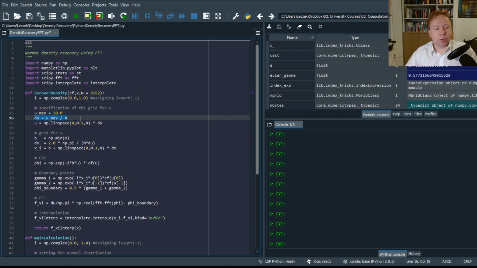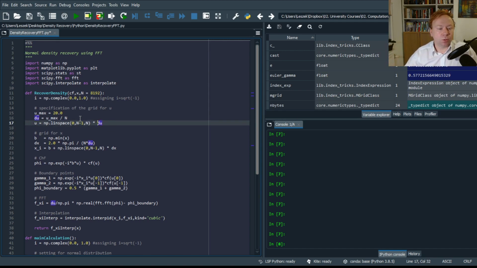So this is delta U that we have seen in the lecture notes. Then we have U max divided by n. So this is the maximum divided by the number of points. And here what we do is define a space, a grid from minimum until maximum. Minimum is obviously 0 because we use the inversion lemma. The inversion lemma allowed us to reduce the space from minus infinity to plus infinity to 0 to infinity.